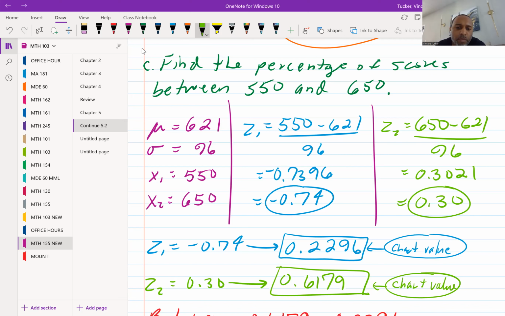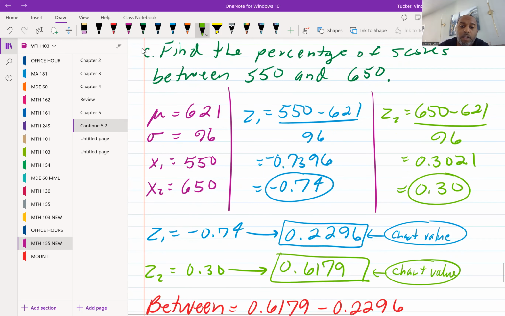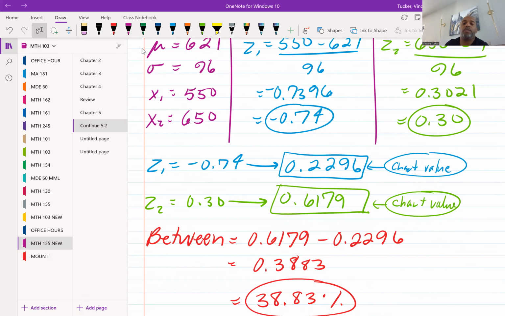So take negative 0.74 to the chart, get their chart value, which is 0.2296, and then take 0.30 to the chart, we get 0.6179. And since we're looking for between, we're going to subtract those two values. 0.6179 minus 0.2296. And that'll give us 0.3883.